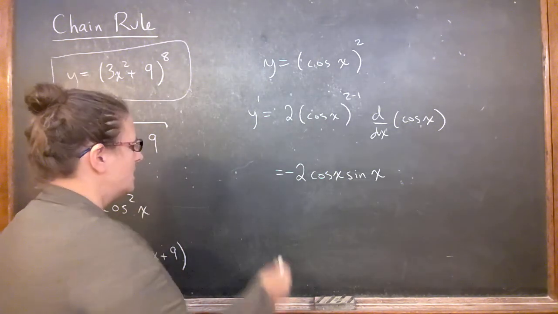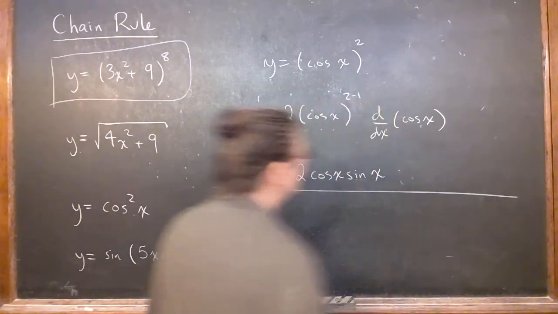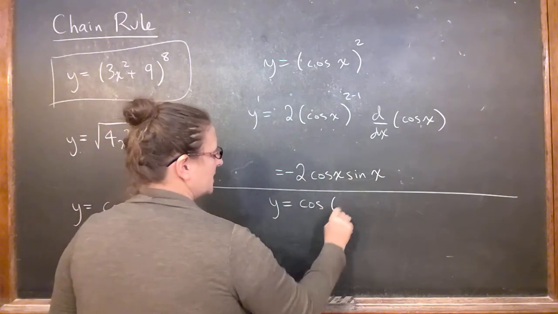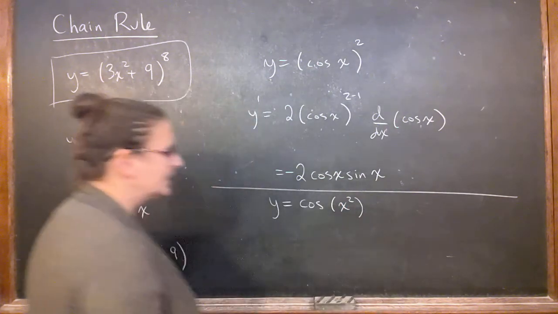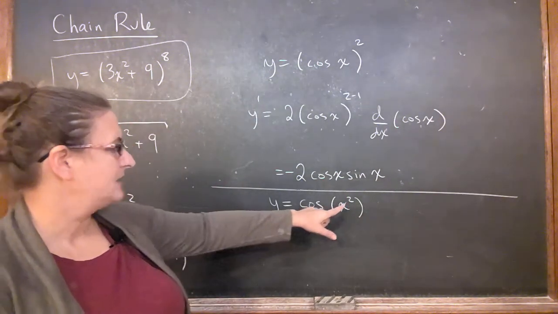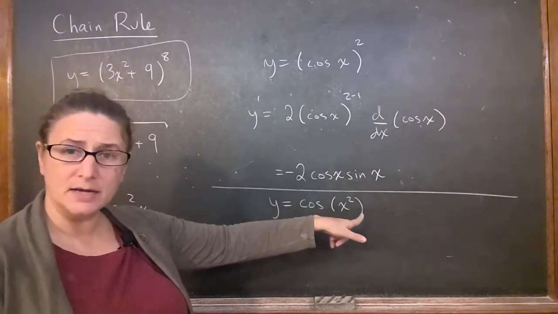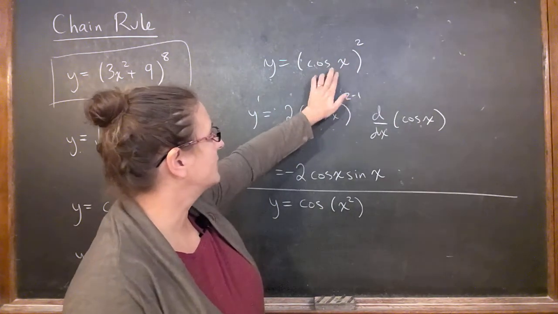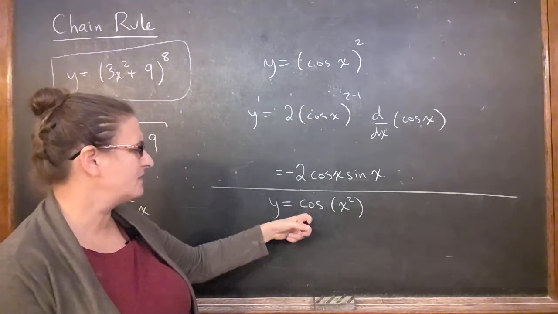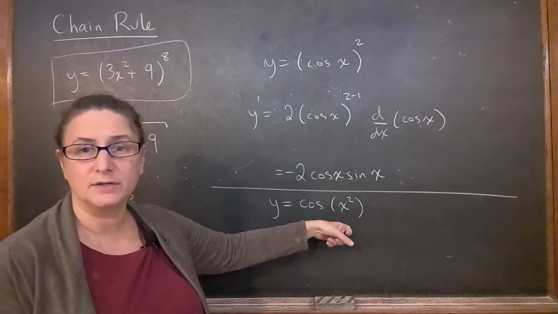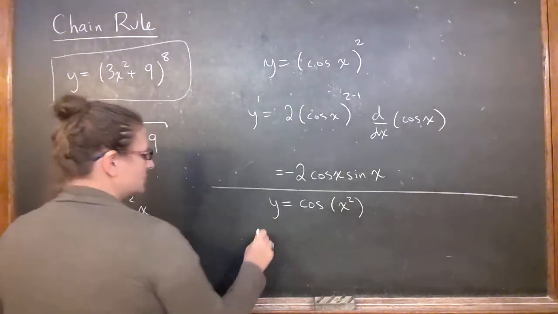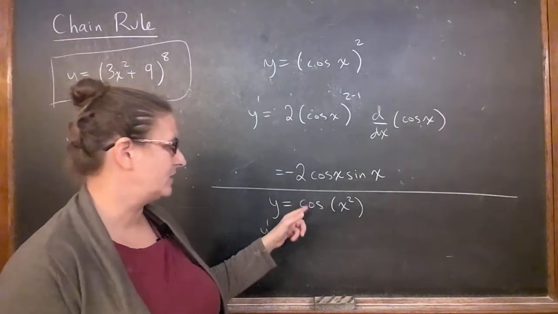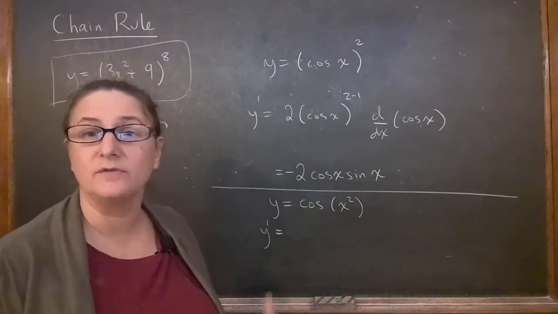Before we do this one, let's contrast this to cosine of x squared. So again, I have a square, but now the square is on the inside of the argument. Whereas here my outside function was the power and my inside function was cosine, here my outside function is cosine, and my inside function is the power. So when I do my derivative, I'm going to do the derivative of the outside function, which is the derivative of cosine, which will give you minus sine.